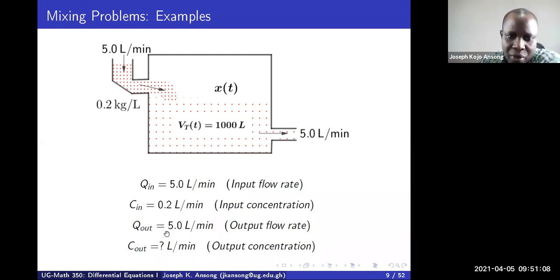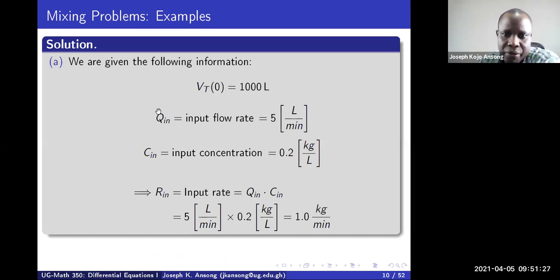Good. So we know Q out, which is 5 liters per minute. We need to find the concentration that is coming out as well. That should help us find R out, the output rate, so that we can set up our model, the differential equation. As I've just mentioned, the volume in the tank at each time is the same as the initial volume, 1,000 liters. Q in is 5 liters per minute, and C in, the concentration coming in, is 0.2.